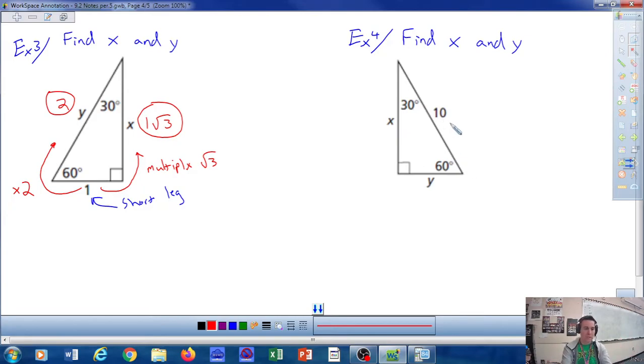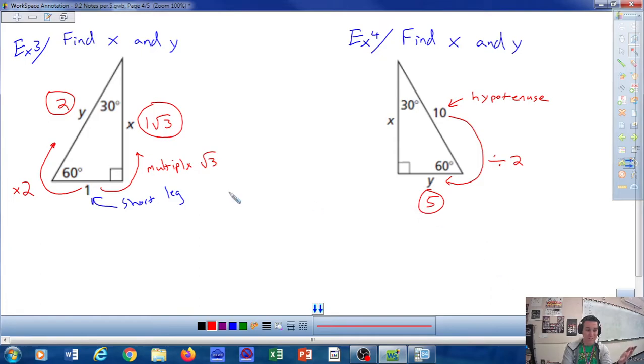Let's do it. So, you need to realize, wait a sec, that's the hypotenuse. It's across from the 90-degree angle. So, we can't go from hypotenuse to the longer leg. We don't ever do that. Never, never, never. But we can go from the hypotenuse back to the short leg if you remember that you have to divide by 2. So this is 5. Done. The y is 5.